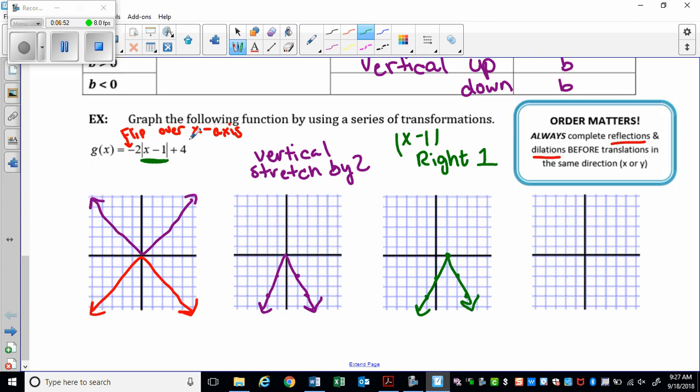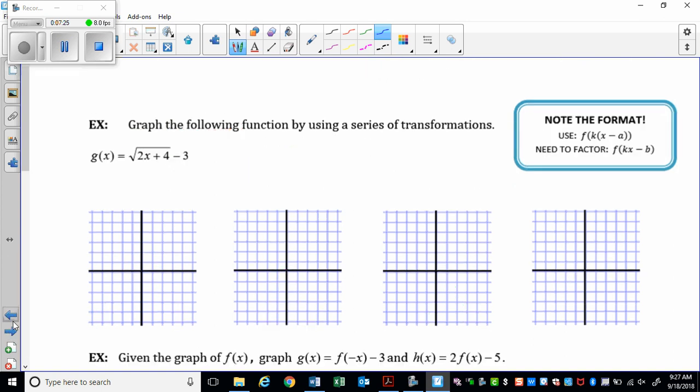And then the plus 4 means that I'm going to move it up 4 units. So it was right here. I'm going to go up 1, 2, 3, 4. So this one is, I guess, blue. And this is the plus 4, up 4. And that's this. So it's pretty simple, just kind of reviewing transformations and functions.